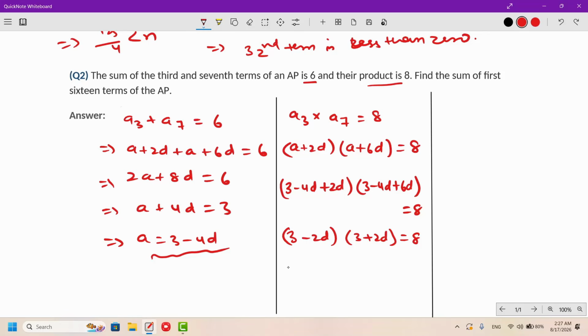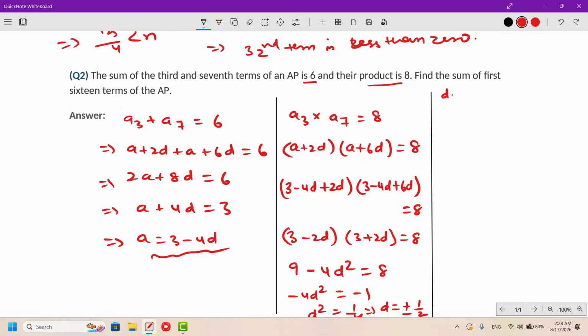So (a plus b) and (a minus b) gives a square minus b square, which equals 8. So minus 4d square equals negative 1. So d square equals 1 by 4. Therefore d equals plus minus 1 by 2. Now d is plus minus 1 by 2, and we need the sum of the first 16 terms of an AP.